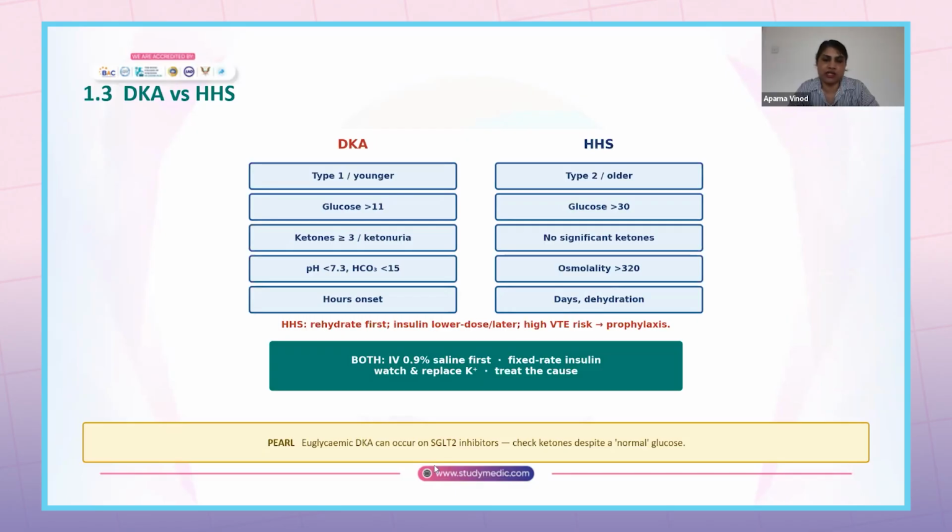So remember, in HHS, rehydrate first. You can start their regular insulin and monitor accordingly, and they are always at a high risk for thromboembolism, so you have to offer them prophylaxis. So in both, we will start with 0.9% saline, fixed rate insulin, watch and replace potassium. Along with that, treat the trigger.